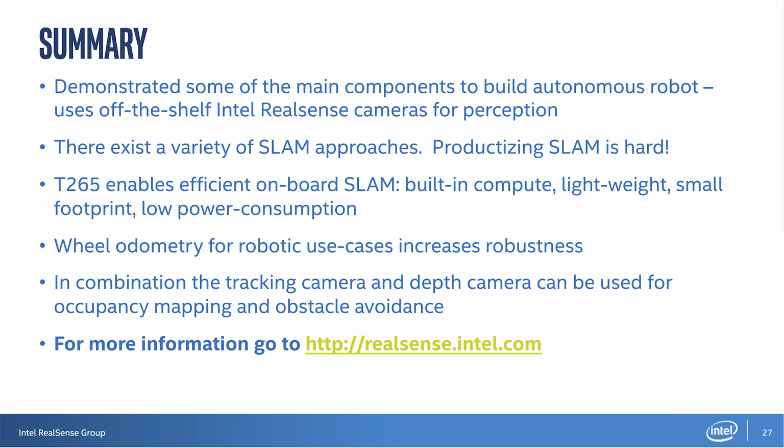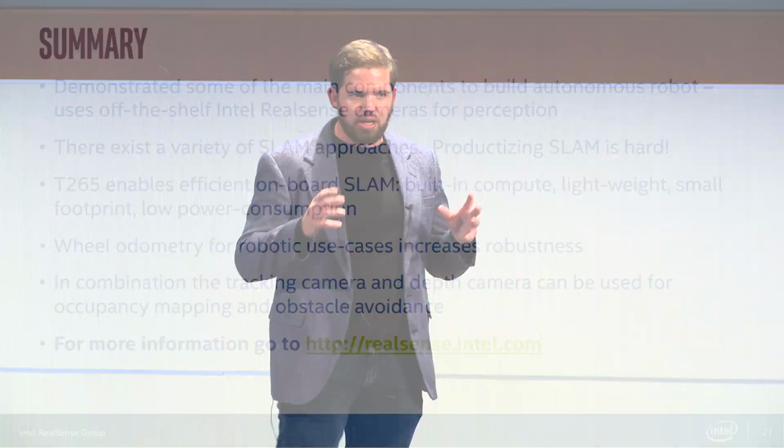It is very lightweight, has a small footprint, and low power consumption. For robotic applications, we can make use of the wheel odometry, which increases the robustness. And in combination, the two cameras can be used for occupancy mapping and obstacle avoidance as well.